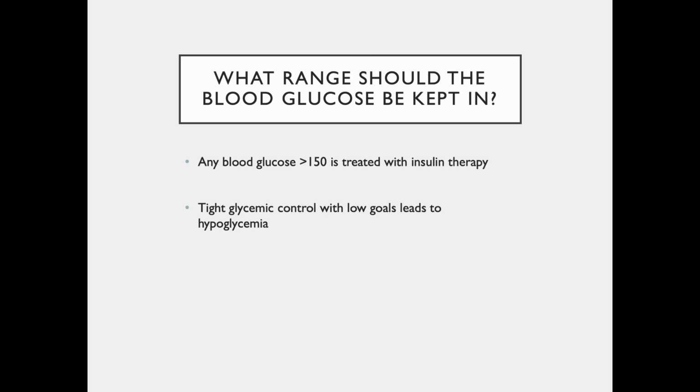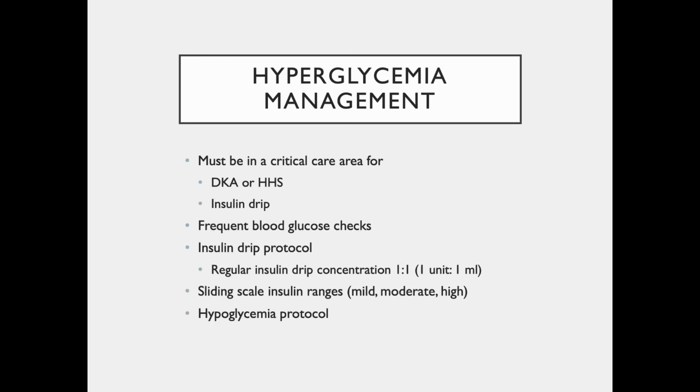So, what range do we try to keep the blood sugars? Well, we definitely want to keep the blood sugars under 150, regardless of what the reason is, right? If they're in the hospital for any reason, particularly if they have sepsis or any infections, we know that those patients don't do as well when their blood sugars are elevated, so we try and keep the blood sugars under much tighter control. Of course, we don't want it to get so tightly controlled that they become hypoglycemic. So it's a fine balance that we have to walk there.